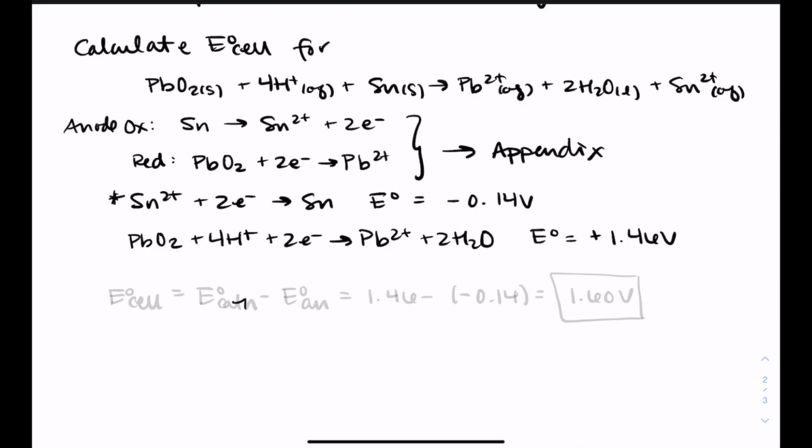So cathode minus anode, 1.46 minus a negative 0.14 gives me a standard cell potential of 1.6 volts. This cell would be thermodynamically favored. It would be a galvanic cell. It would be spontaneous as written.